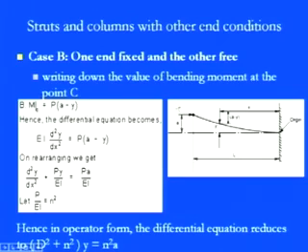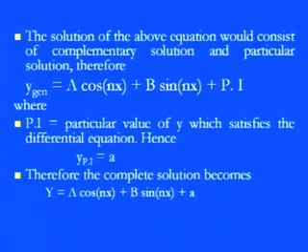Now with this equation, we would like to formulate the solution. The solution of the above equation, (D² plus n²) y equals n² A, will consist of the complementary function and the particular integral, the complementary function and the particular solution. So for these we need to generate the generalized solution. So y generalized equals A cos nx plus B sin nx plus the particular integral.